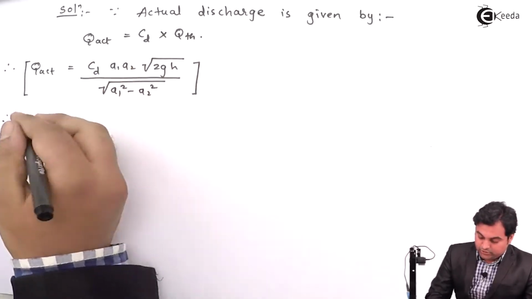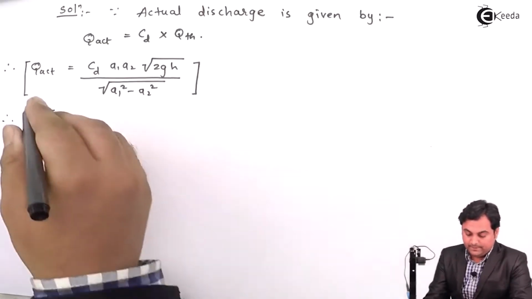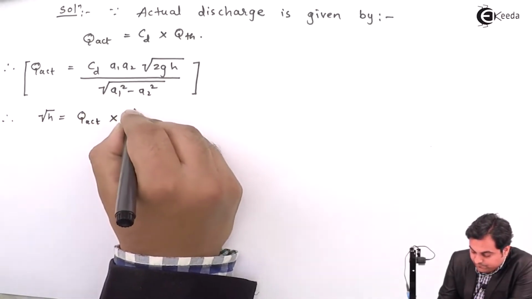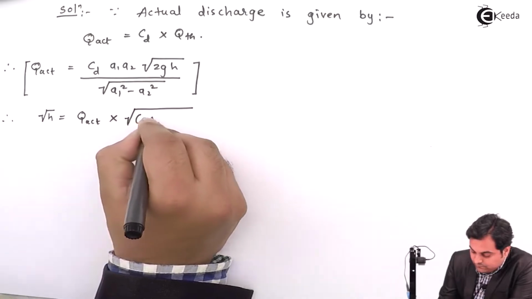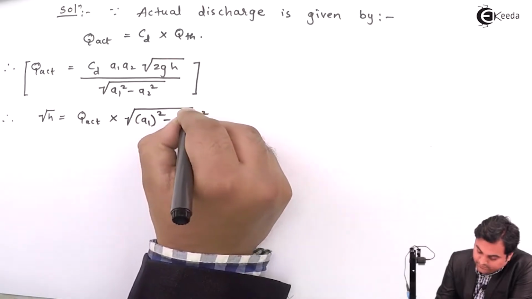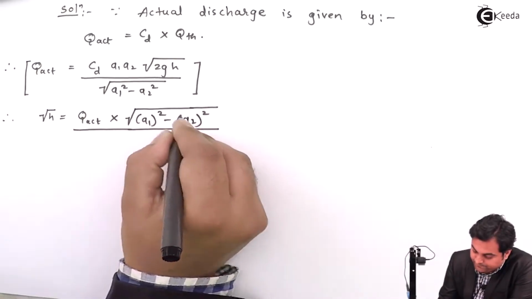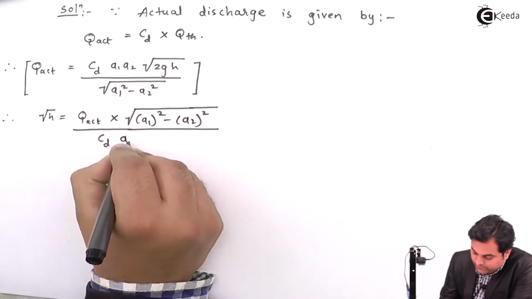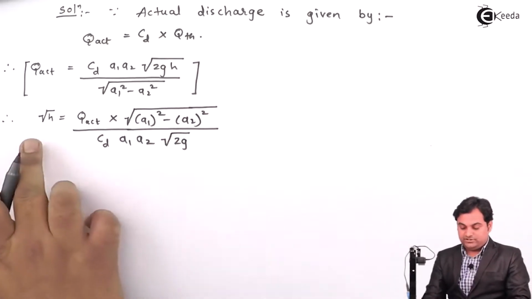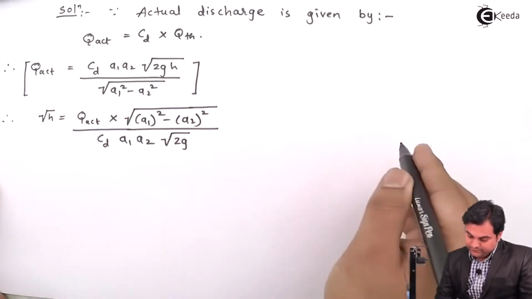So I'll keep H on one side. I can write this equation in a particular manner keeping H on one side. So here root H will be kept on one side, Q actual will be multiplied with root of A1 square minus A2 square, divide that by CD into A1 A2 into root of 2g, because H I have kept on one side. Here I'll be putting the values.